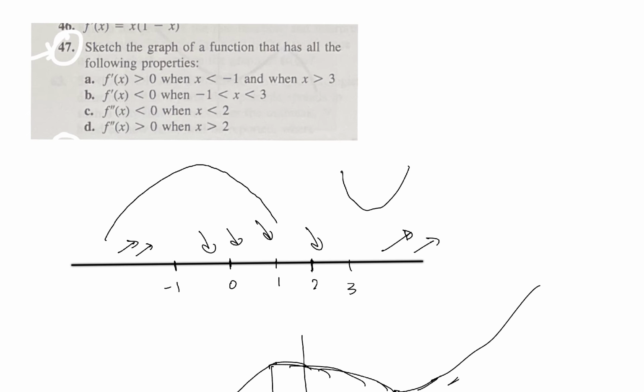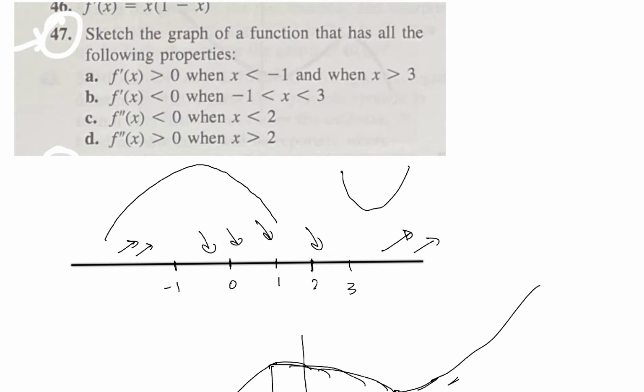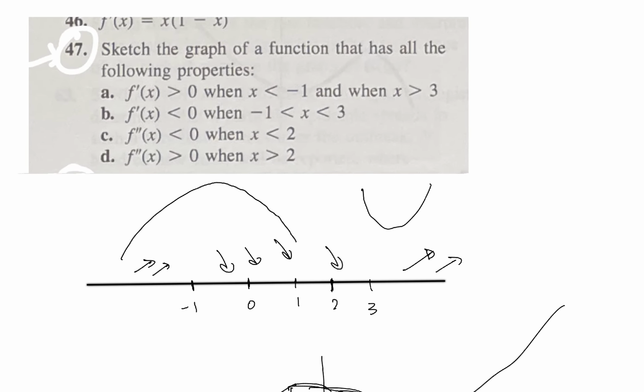This problem is to sketch the graph of the function that has the following properties. So the first thing to do in this kind of problem is to put a line where you define what is f prime of x and what is f second of x. So if you put a line, the information is here. It would be like this.